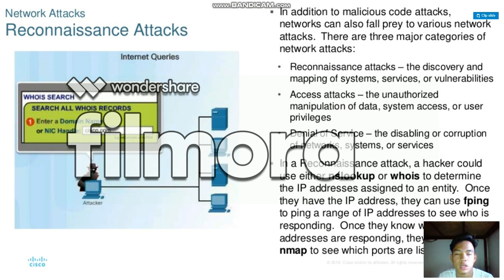So, reconnaissance attacks. In addition to malicious code attacks, networks can also fall prey to various network attacks. There are three major categories of network attacks: the reconnaissance attacks, access attacks, and denial of service.